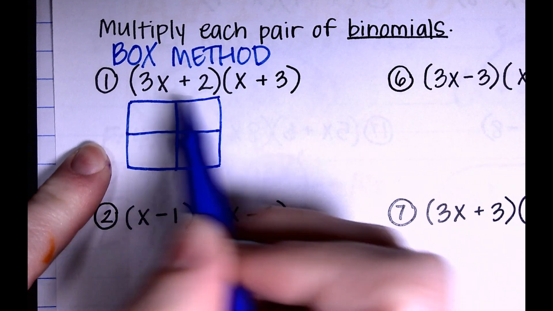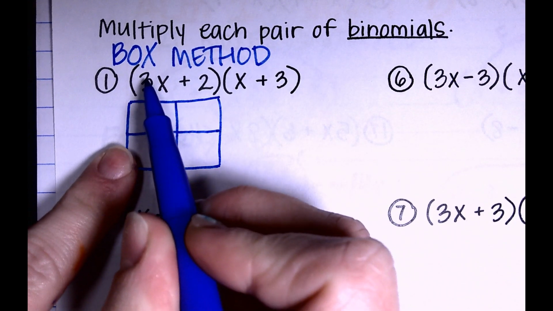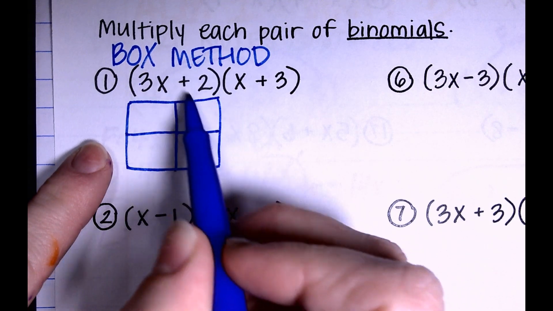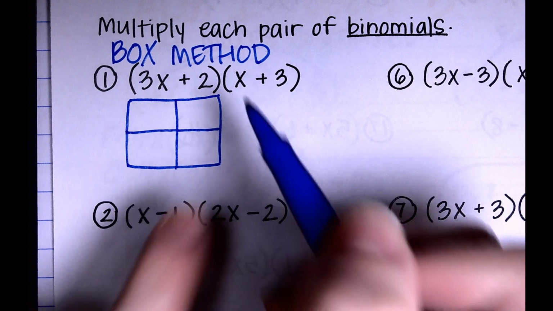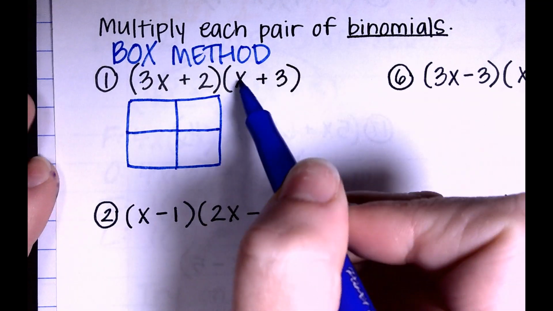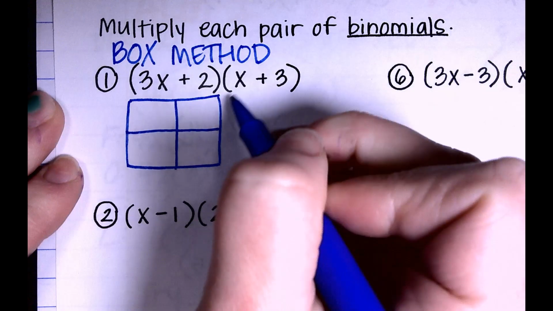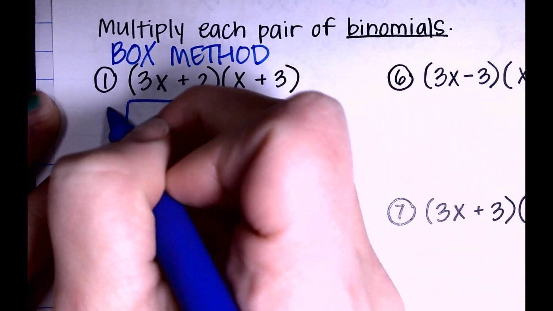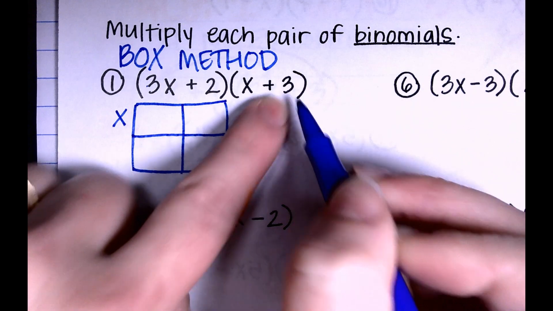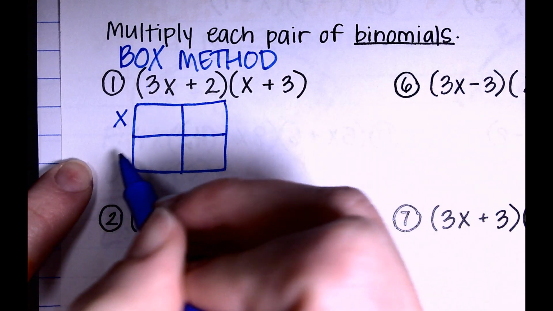So we've got our window, and here is how this method works. Above my box on top, I have 3x, and then I have plus 2. I have x plus 3 over here, so I'm going to move that over to the side. I'm going to write x right here. I'm going to write my plus 3 right here.